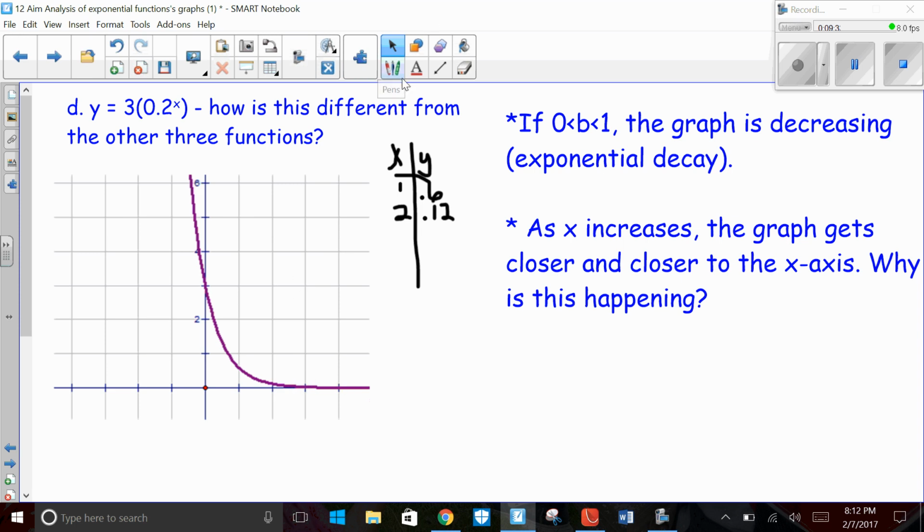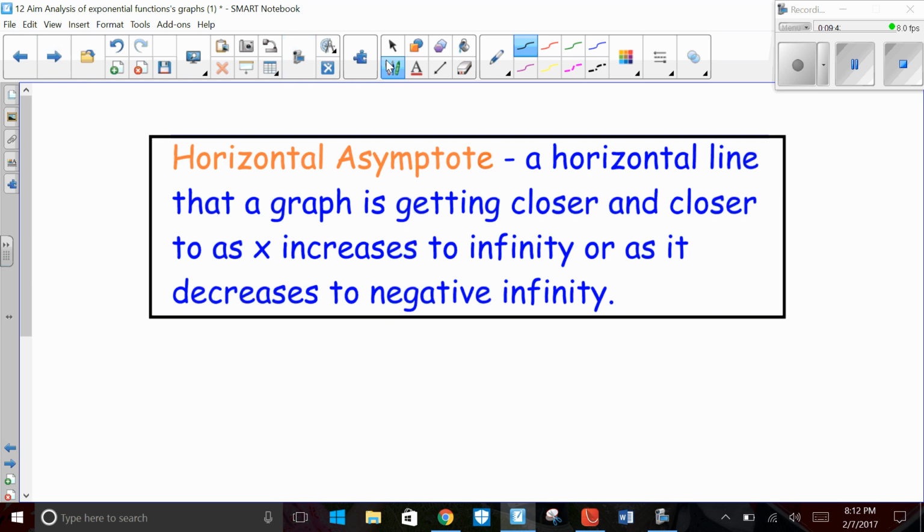Okay. My graph is a bit naked here. Let's put our x and y, label our axes. We know better. Now, we keep saying that the graph gets closer and closer to the x-axis. So the x-axis has a name in this case. It's called a horizontal asymptote. It's a horizontal line that a graph is getting closer and closer to as x increases to infinity or as it decreases to negative infinity. So it's basically just a line that the graph gets closer and closer to. Okay, so keep that in mind.